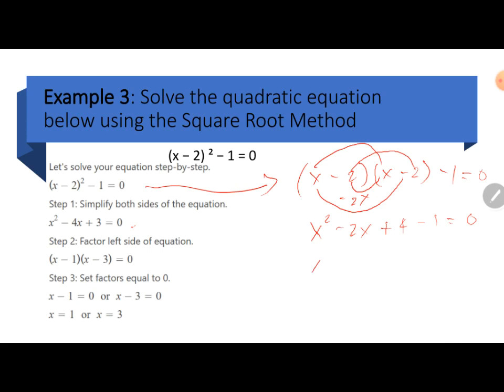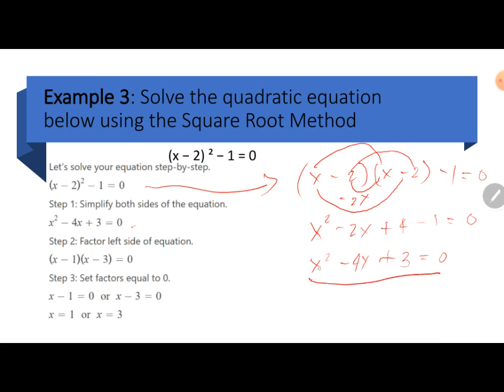So we have x squared, minus, combining like terms, 4x, then 4 minus 1 would be positive 3, equals 0. Now we are able to get our standard form. This is our standard form.